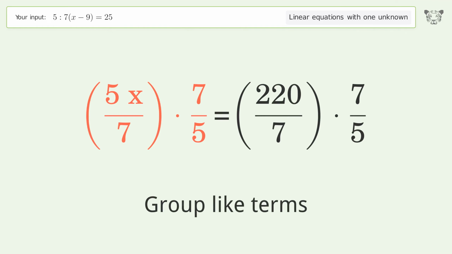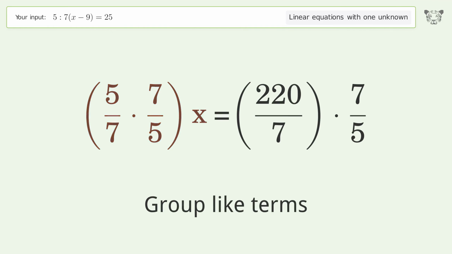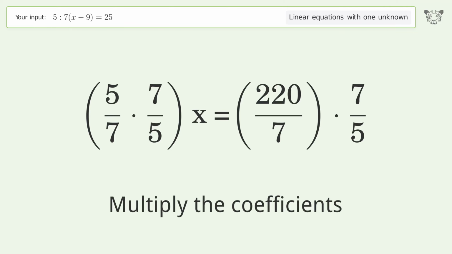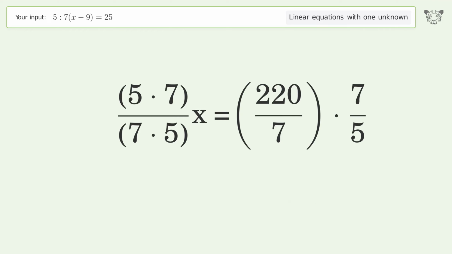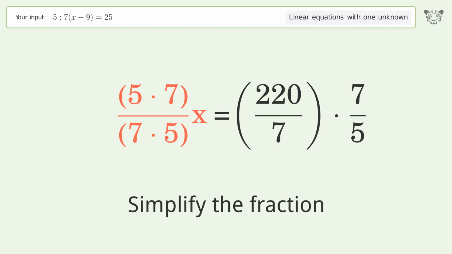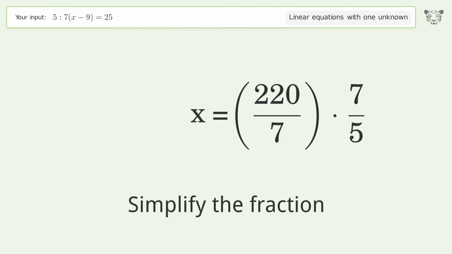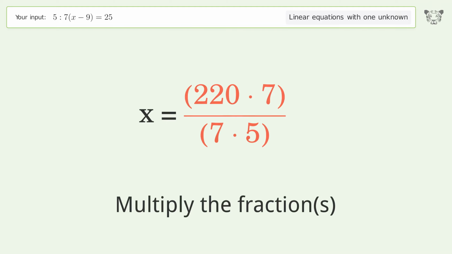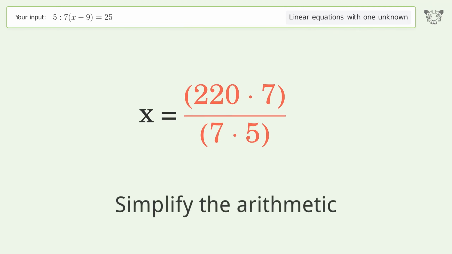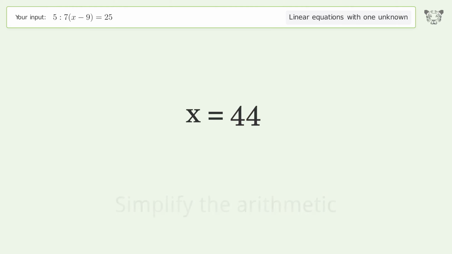Group like terms. Multiply the coefficients. Simplify the fraction. Multiply the fractions. Simplify the arithmetic. And so the final result is x equals 44.